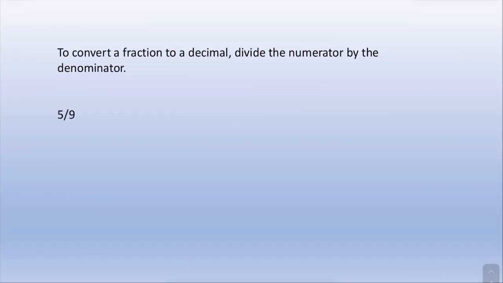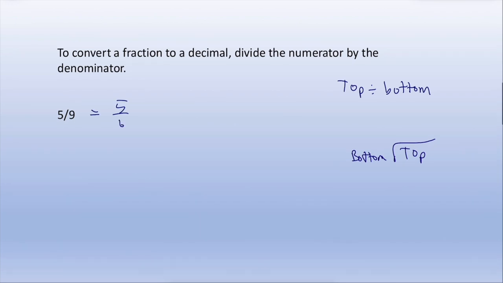It says here, to convert a fraction to a decimal, divide the numerator by the denominator. So it is always top divided by the bottom. If you did it on a calculator, or if you're doing it on paper, top is on the inside, bottom is on the outside. So this is technically, again, I like to write it like that.